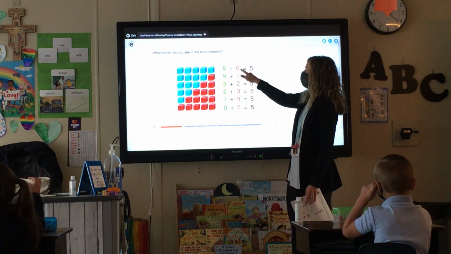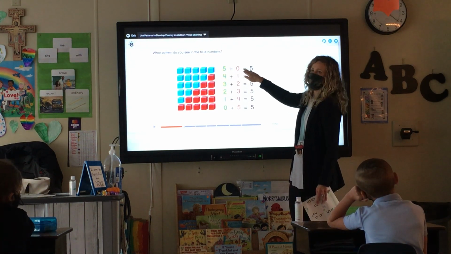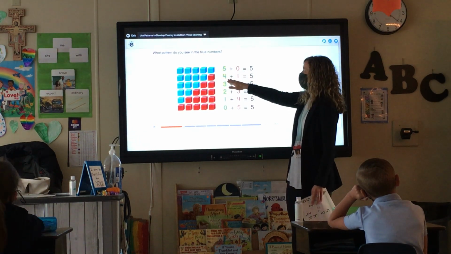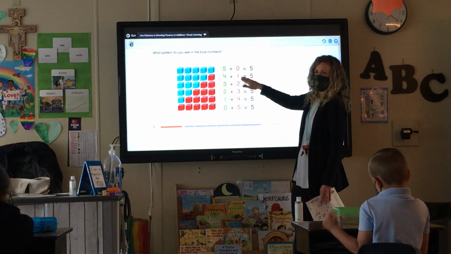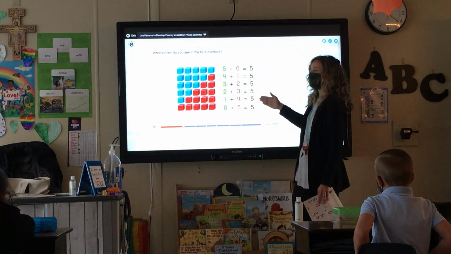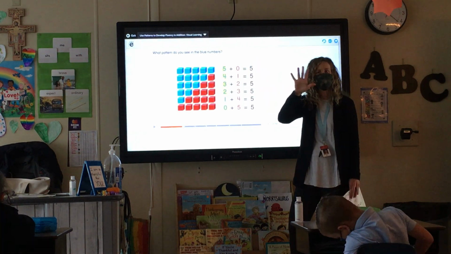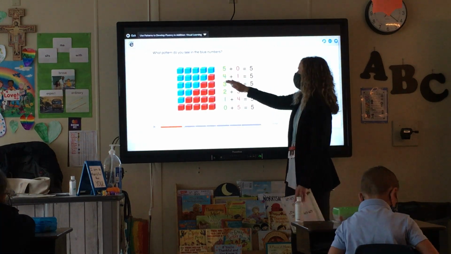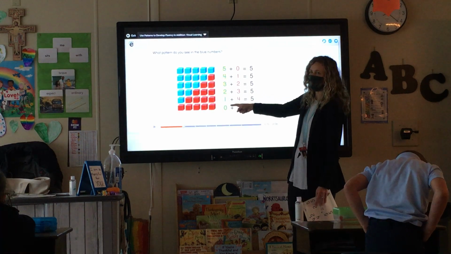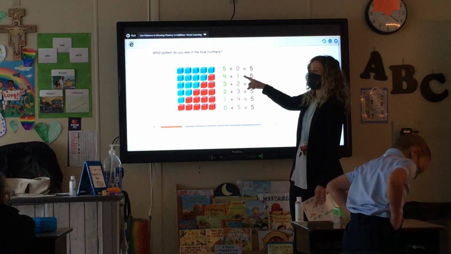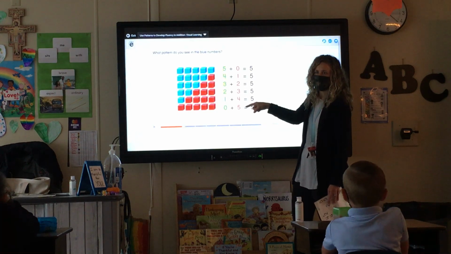So we have 5 plus 0 equals 5. 5 blue plus 0 red. Down here we have 4 blue plus how many red? 1. Still equals 5. But they're all always going to equal 5. We always have to have 5. But it's just the numbers that are going to change. So see how these are going down by 1? But look at the reds. They're going to go up by 1. Do you see the pattern?